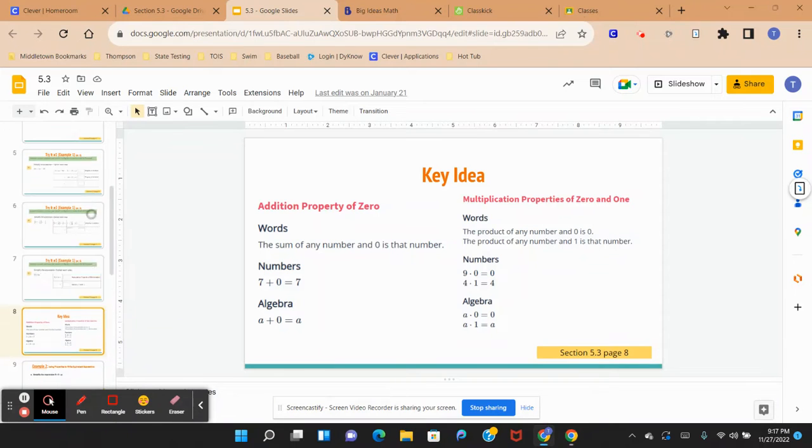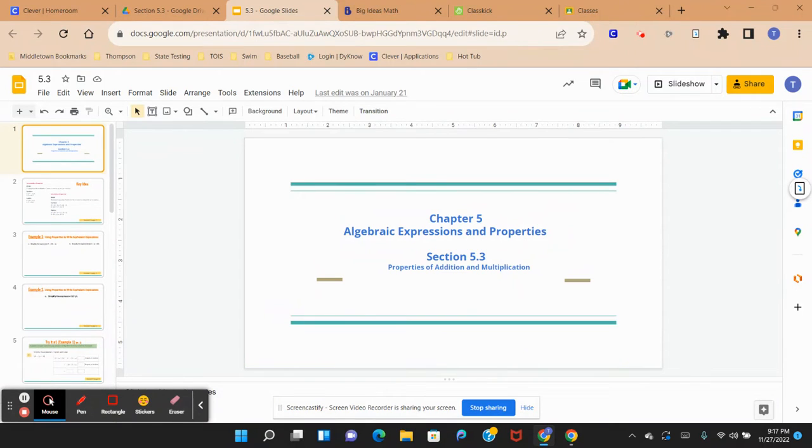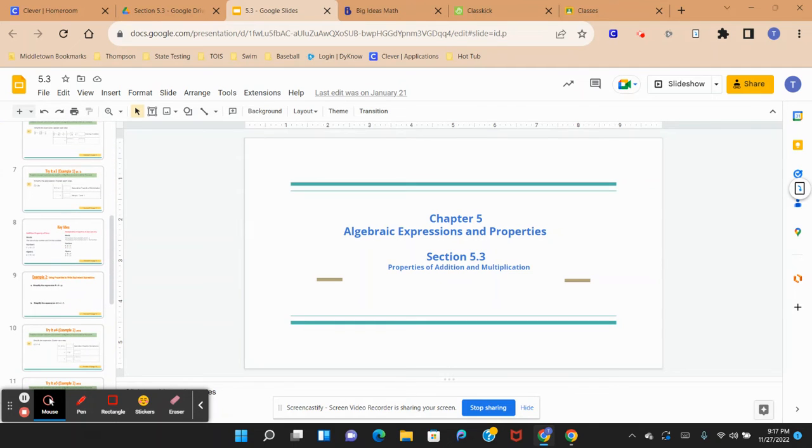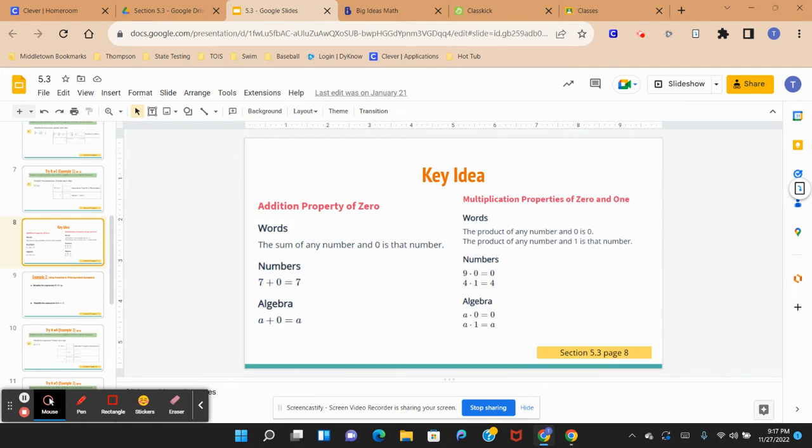Hi everyone, we are on 5.3, properties of addition and multiplication, and we are starting with key ideas for example 2. So we're working with the addition property of 0 and the multiplication properties of 0 and 1. The addition property of 0 says the sum, which means the result of an addition problem, of any number and 0 is that number.